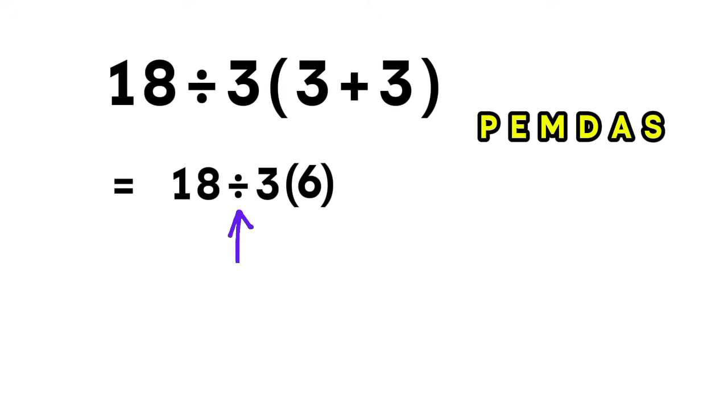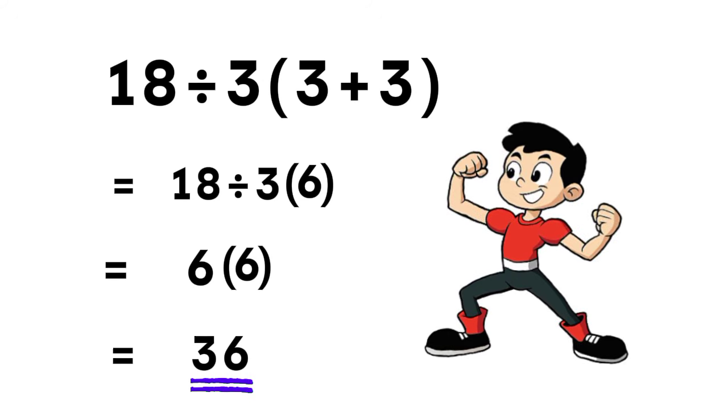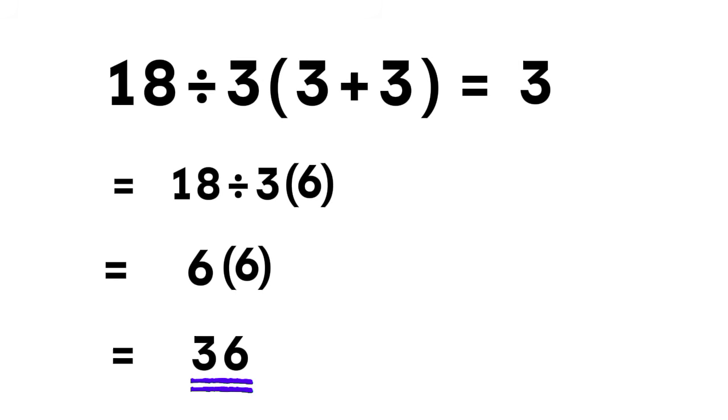So we start with the division. 18 divided by 3 equals 6. Then we multiply. 6 times 6 equals 36. And boom, the real answer isn't 1, it's 36.